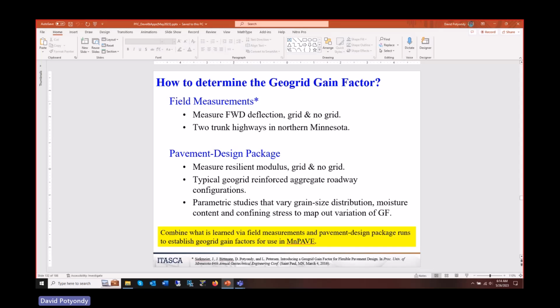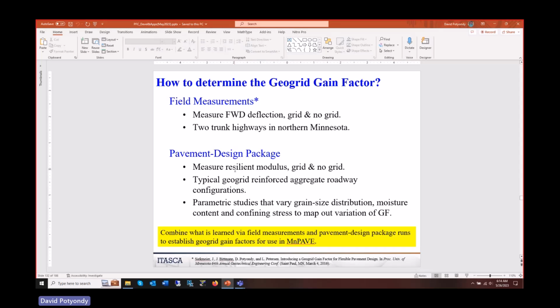And so what we did is, I call this thing the pavement design package in PFC. And here's, as we've said, we're going to measure the resilient modulus. We're going to do triaxial tests and measure the resilient modulus for both grid and no grid. We're going to try to set those things up so that we have the size distribution of a typical ballast as well when we do that.